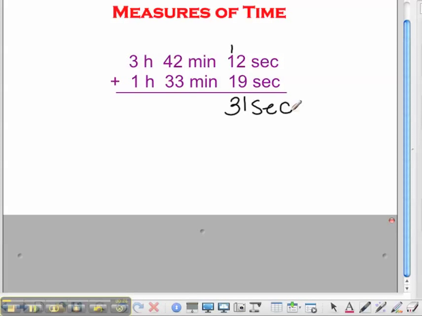Adding the minutes, you get 3 plus 2 is 5. 4 plus 3 is 7. So you get 75 minutes. 3 hours plus 1 hour is 4 hours.